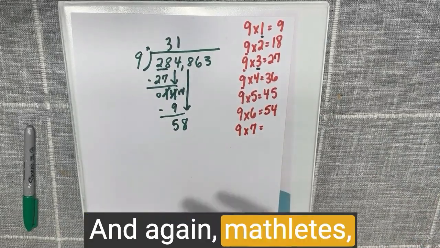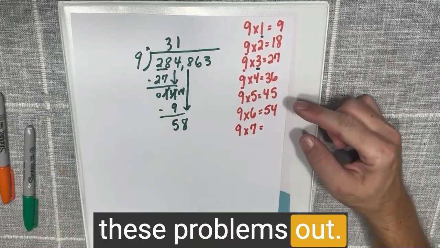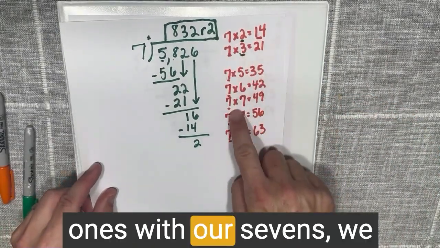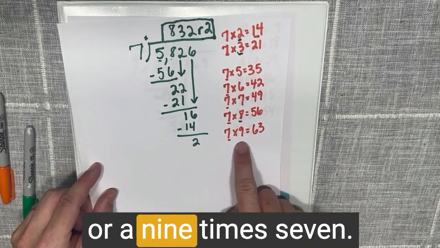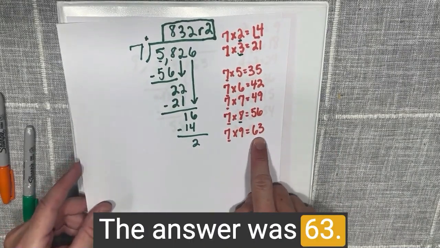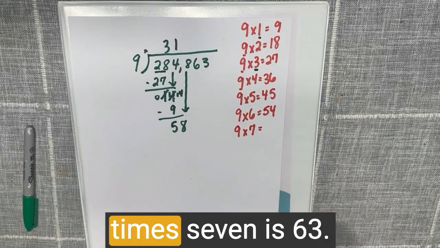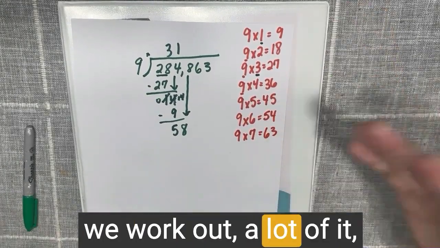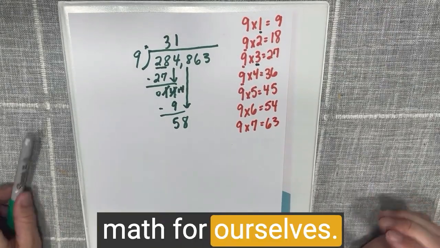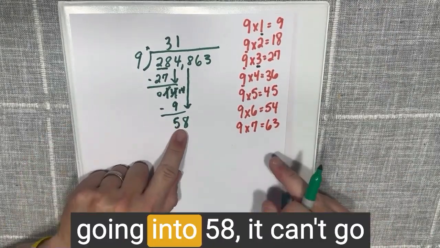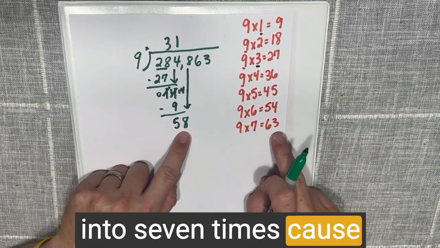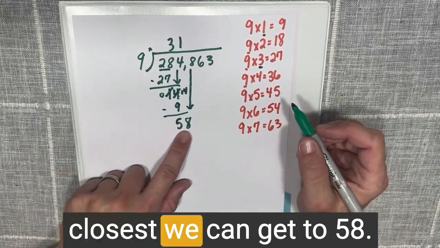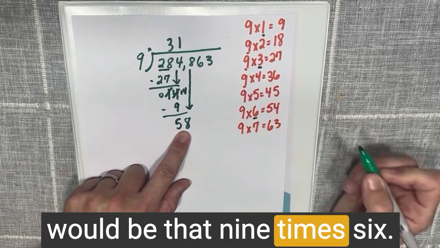And again, mathletes, because we've already been working a lot of these problems out, when I look at one of our previous problems, when we were doing ones with our 7s, we did a 7 times 9 or 9 times 7. The answer was 63. So that means 9 times 7 is 63. So the more problems we work out, we worked out all the math for ourselves. And so we look here, 9 going into 58. It can't go into 7 times because that would just be too big, because the answer is 63. That's too big. So that means the closest we can get to 58 would be 9 times 6.